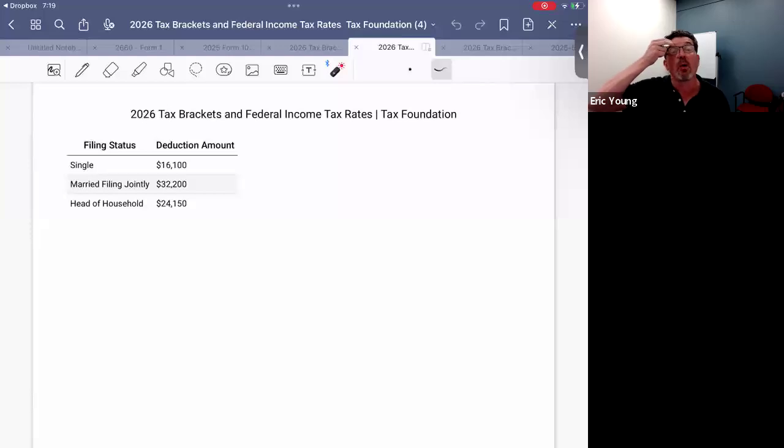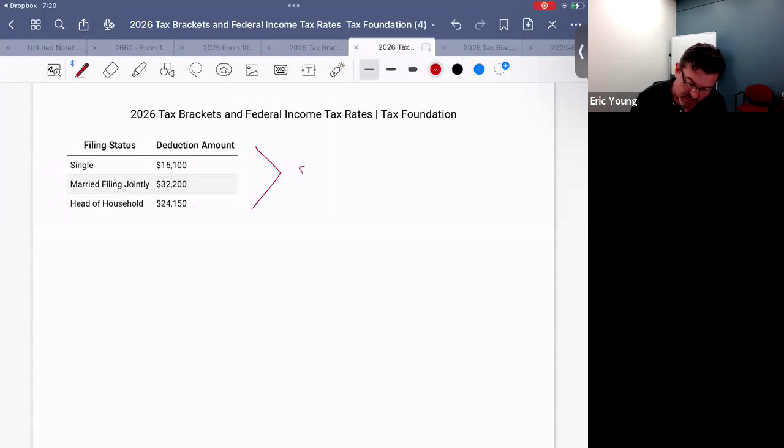Even if you have no above the line deductions and nothing to itemize, you can put the relevant amount based on your status on that line. Now, this is the standard deduction. There's also the ability to do what we call itemizing your deductions.